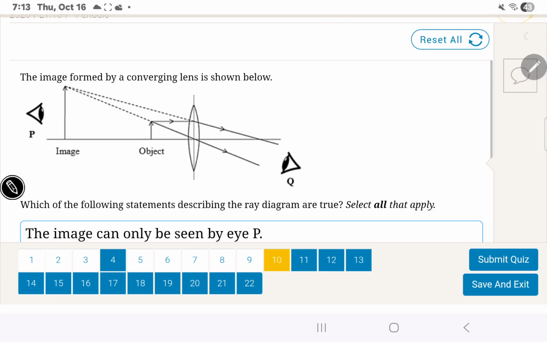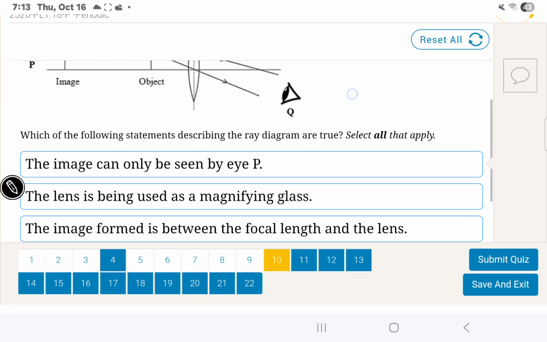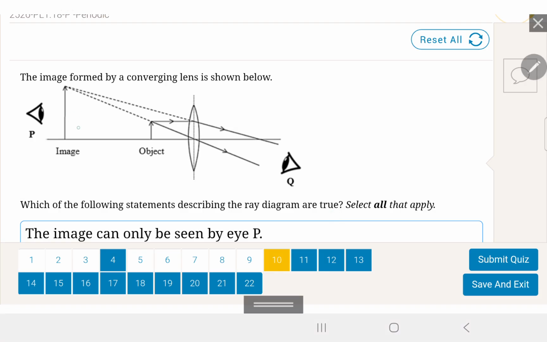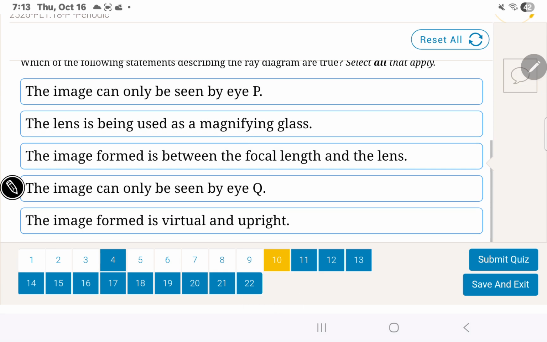Question number 10. The image formed by a converging lens is shown below. Which of the following statements describing the ray diagram is true? Okay, the image here is virtual upright, as you can see, and you can only see it from Q. So the image is upright, it's not inverted, also virtual, and can be seen through Q. So now we choose these options.